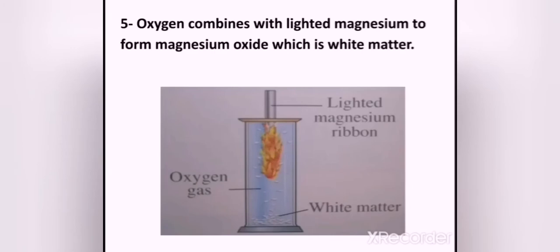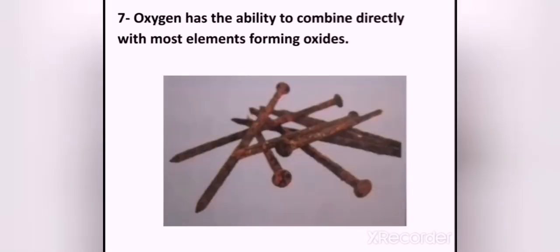Number 5 and 6, the oxygen gas can combine with elements to produce element oxides. So it can combine with the lightened magnesium to produce white matter. This white matter is called magnesium oxide. And oxygen can combine with the iron to produce iron oxide, or form the rusting. So the iron nails lose their metallic luster.